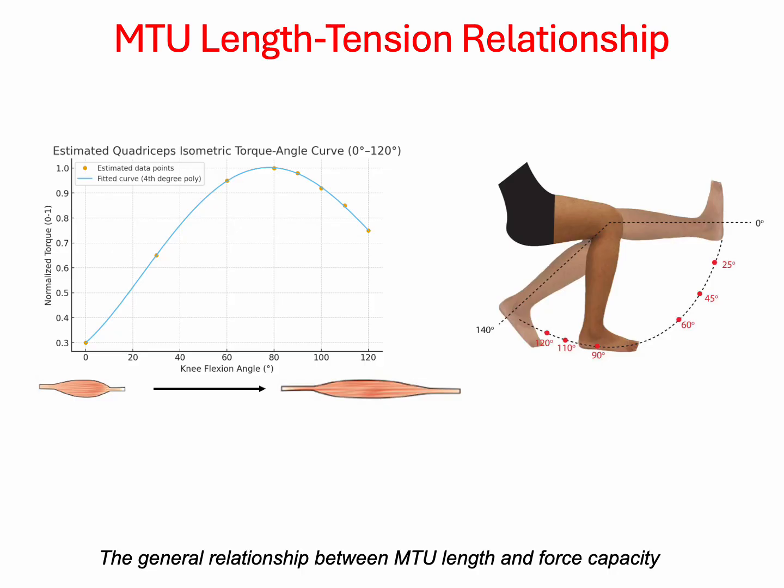There comes a point where, again, the MTUs are stretched or elongated so much that your ability to generate force becomes limited. So that gives you an idea of what we're talking about when we talk about the length-tension relationship or the joint angle torque relationship. So what we're interested in biomechanics is what is responsible for this relationship.